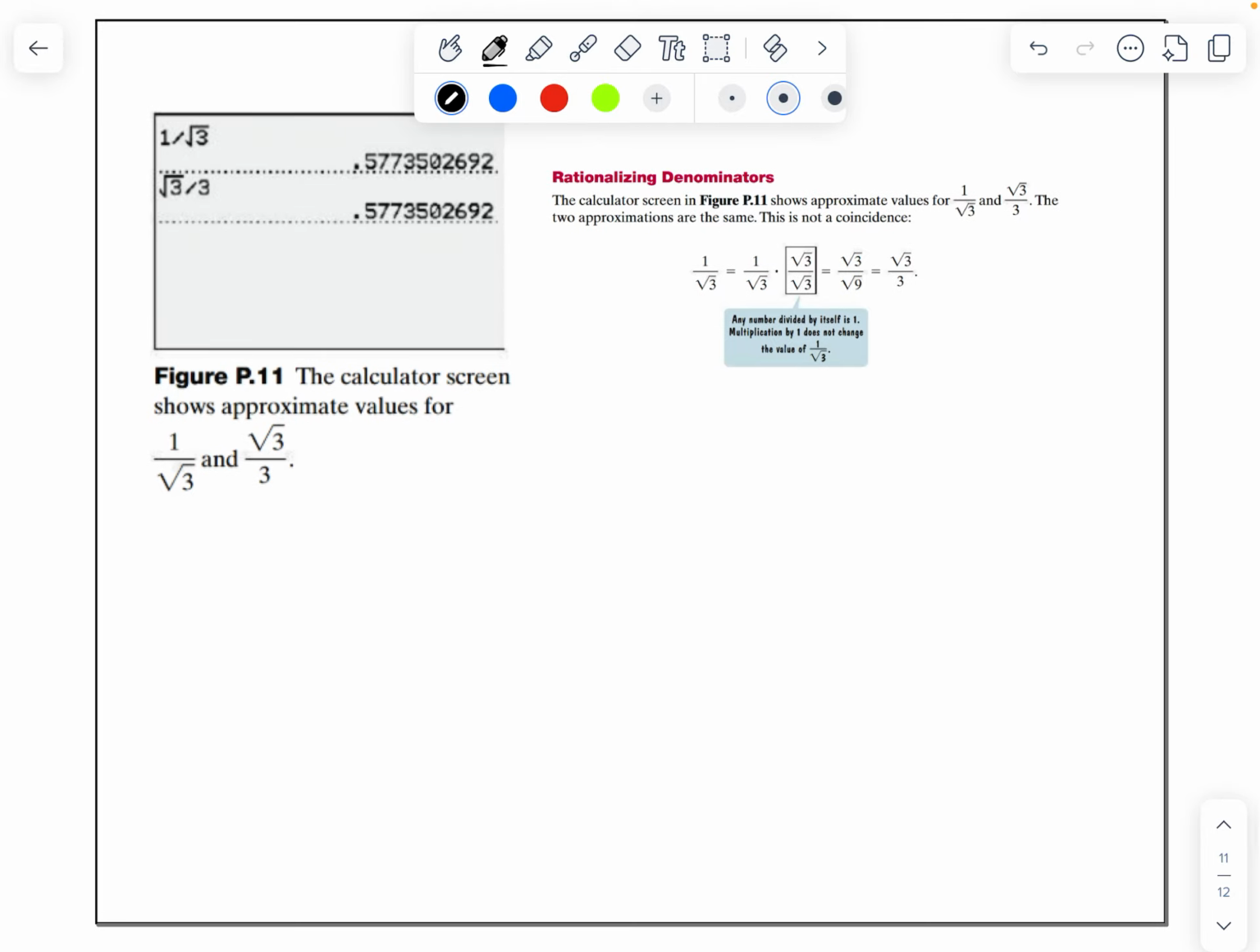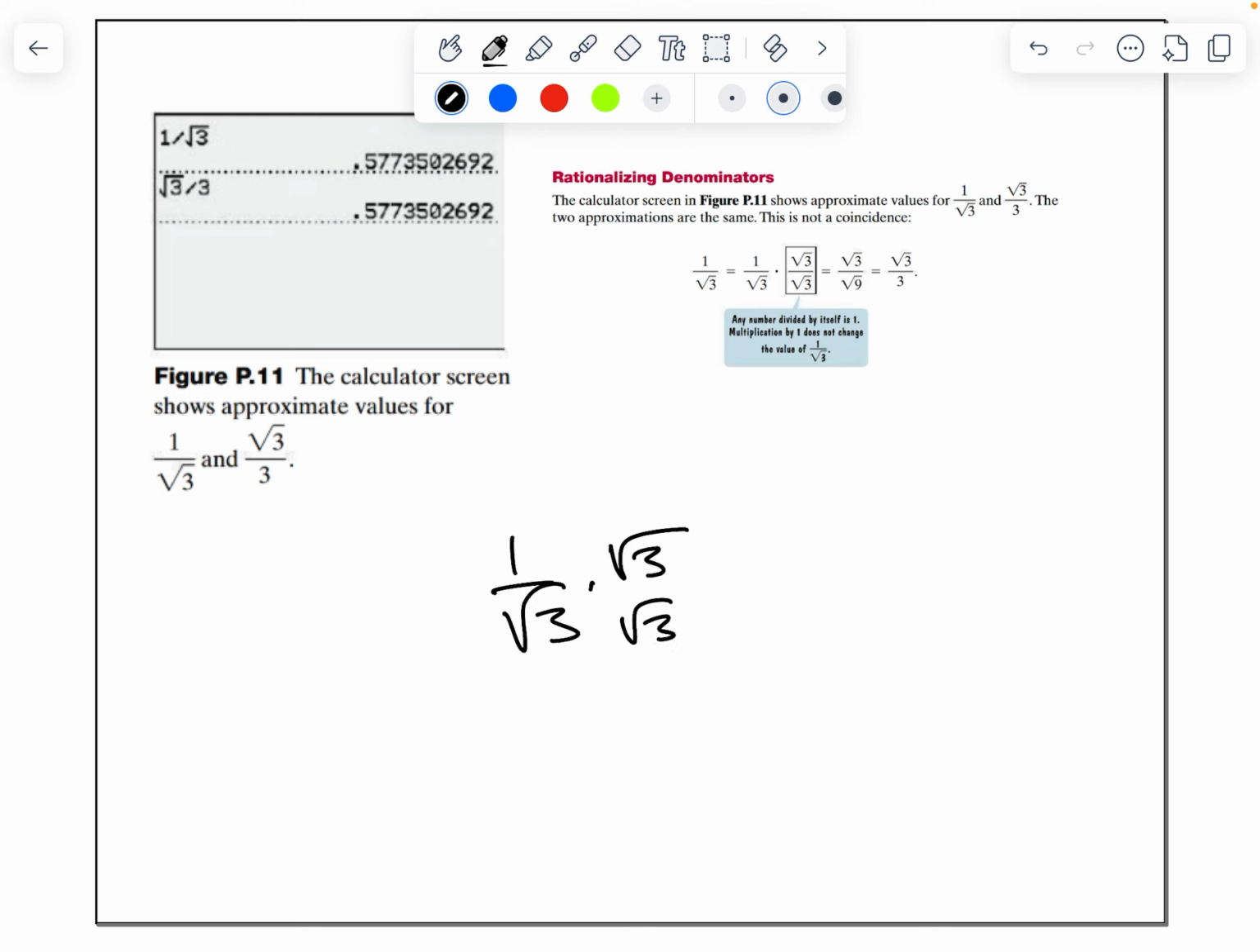All right, the last big piece is rationalizing denominators. So if you type this in your calculator and you type this in your calculator, you would get the same exact value. They're the same exact thing. In math, we prefer to not have a square root on the bottom of a fraction. There's a way to solve that. So if I have a square root on the bottom of a fraction, the way I'm going to fix that is by multiplying by that square root on the top and bottom.